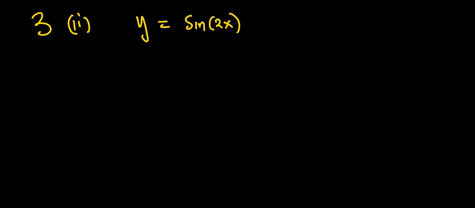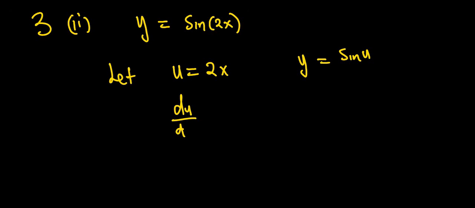That's your number 1. Then your number 2, so your 3-2 says y is equal to sine 2x. So here we're going to use chain rule. You let u be equal to 2x, meaning y is equal to sine u. And you differentiate here, du dx is simply going to give us a 2. dy du is simply going to give us cos u, I mean, this is supposed to be cos u.